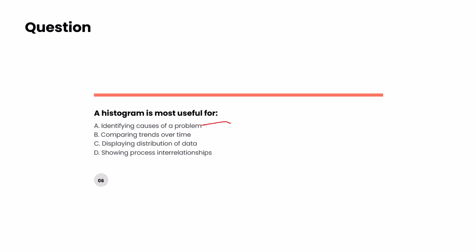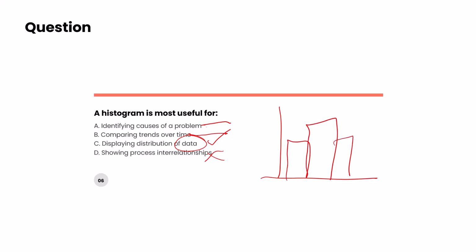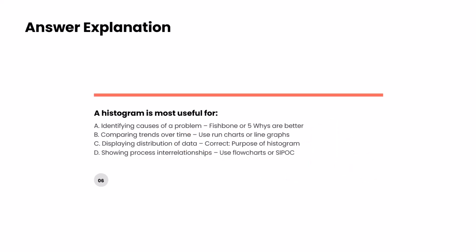Comparing trend over time. If I think of this, it gives me an idea of a run chart or control chart. That's where we compare the trend over time. Display distribution of data looks good. Showing the process interrelationships? No. So C is the correct choice because when I look at a histogram, a histogram gives me the distribution of data. So choice number C is the correct answer. That's what you see here.